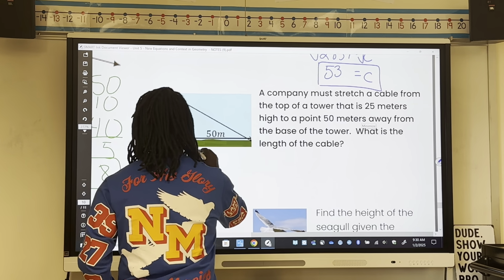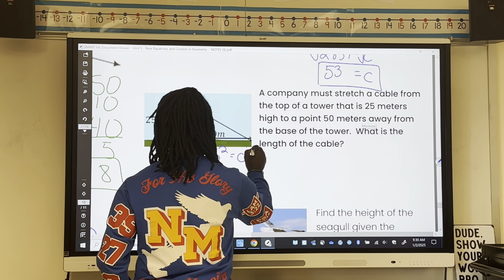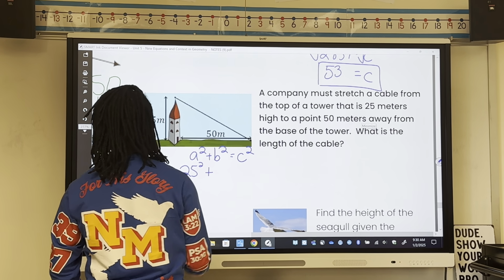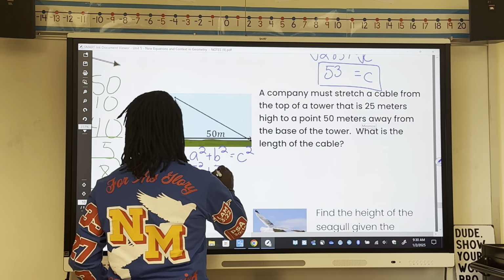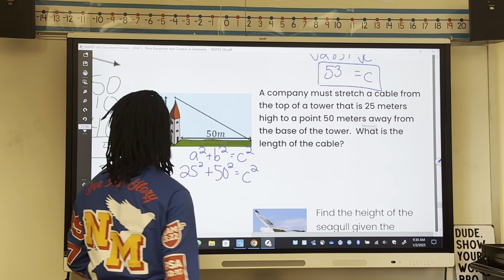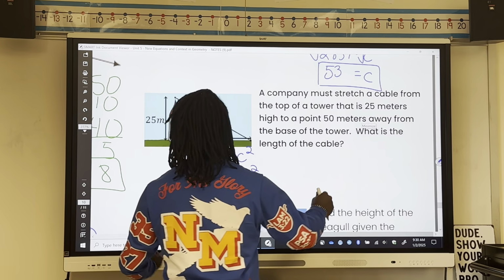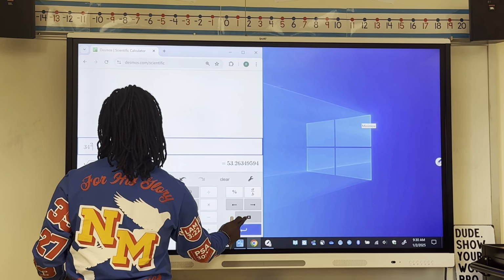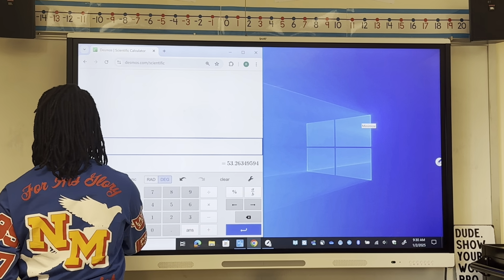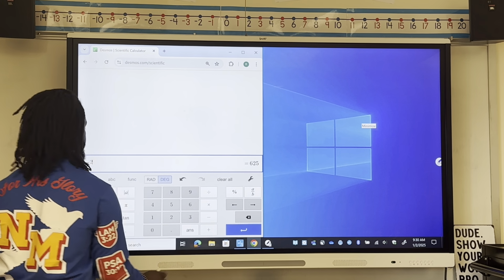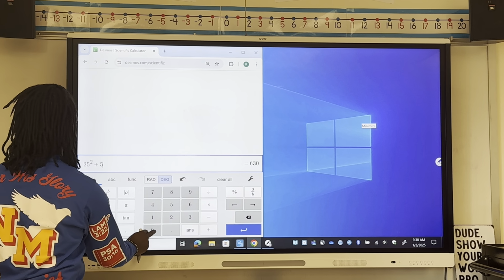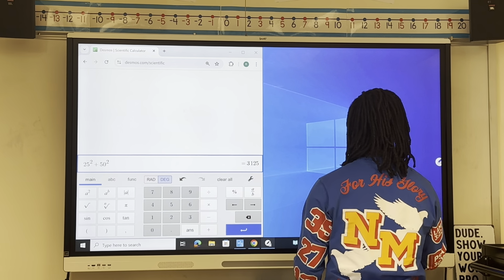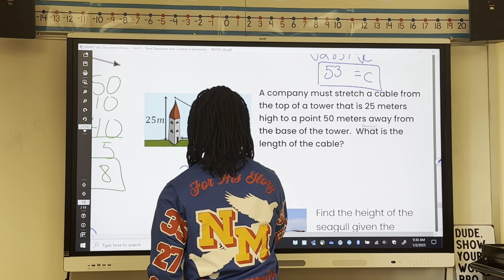So we have A squared plus B squared equals C squared. The A is the 25 meters, so 25 squared. The B is 50 squared. And we're looking for C. So we got 25 squared plus 50 squared. All right. That gives me 3,125.